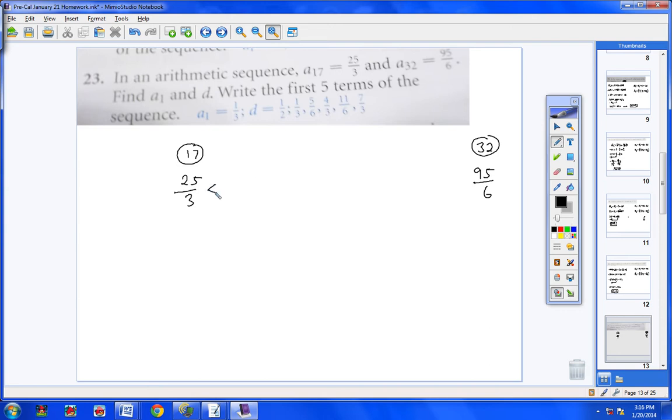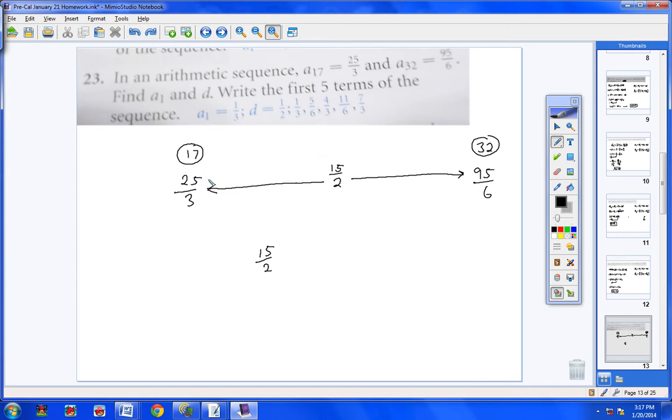So the total distance from here all the way to here is 15 over 2. That's the entire distance isn't the right word. That's the total difference. How's that? That's the total difference from here to here. But hold it. That's not one term. That's 15 terms. You went from 17 all the way to 32. So I've got to take this total difference and divide it by 15 to find what the little common differences are over and over. Okay, do you see that?